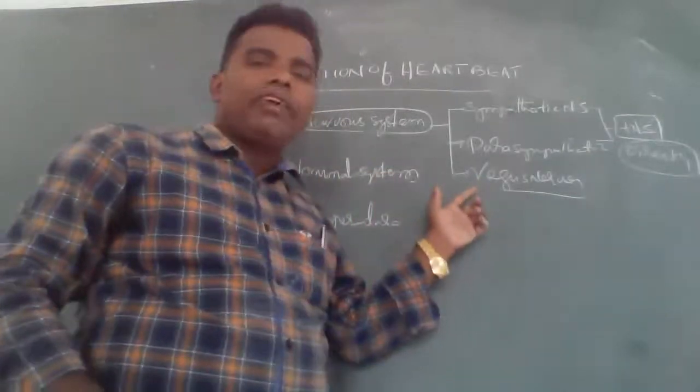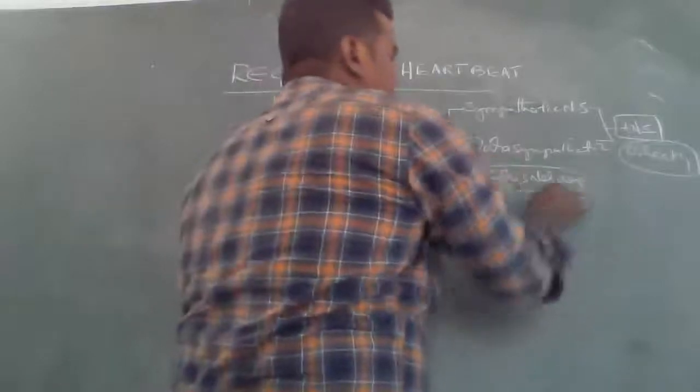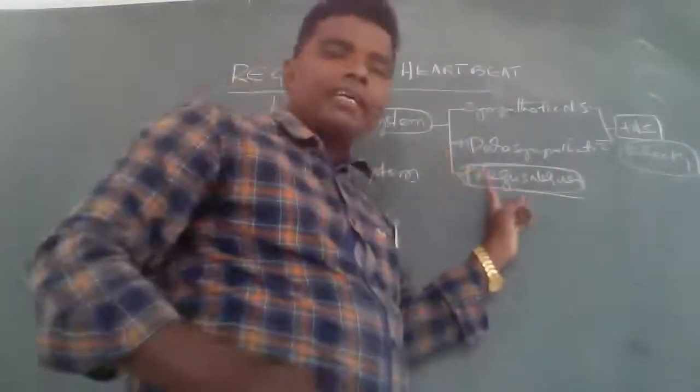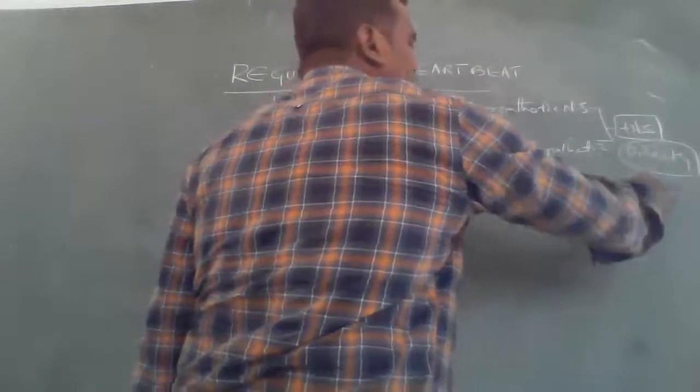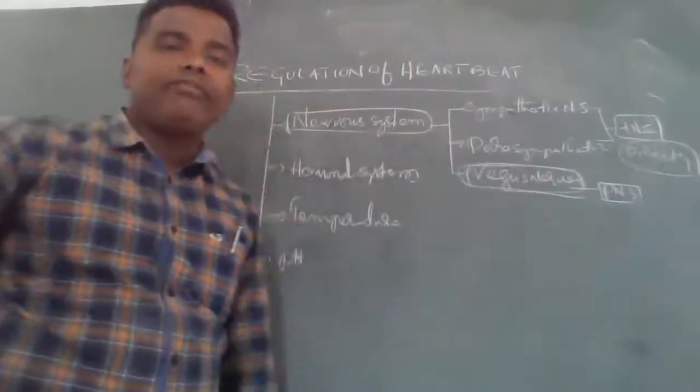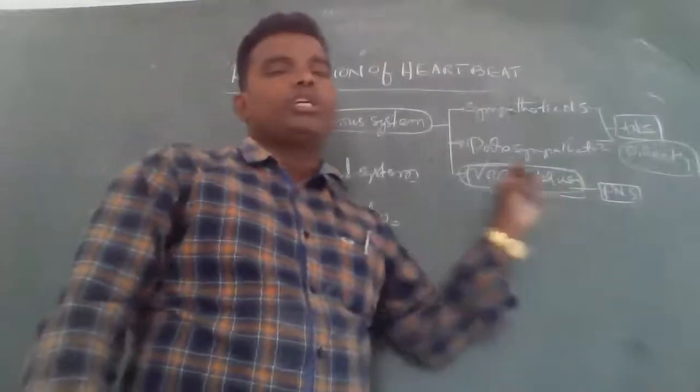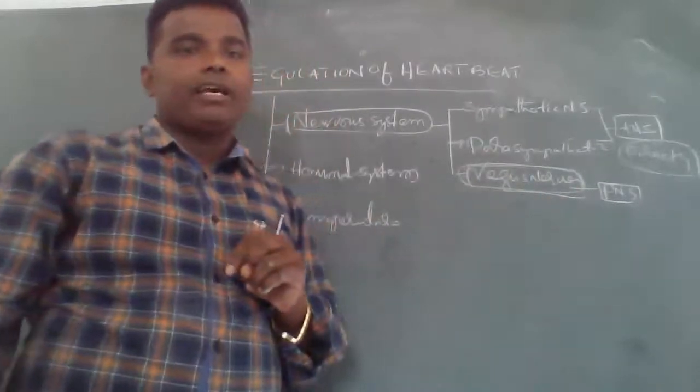For example, the vagus nerve is there. This vagus nerve belongs to the peripheral nervous system. That is a very important thing.